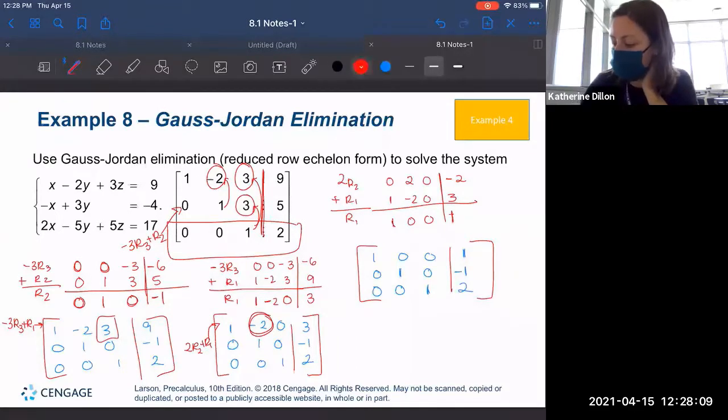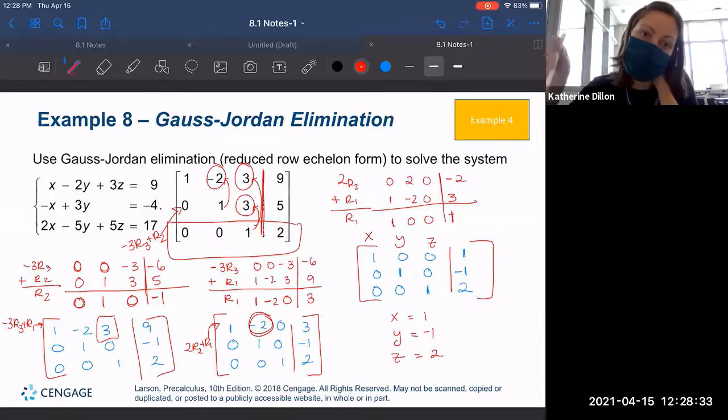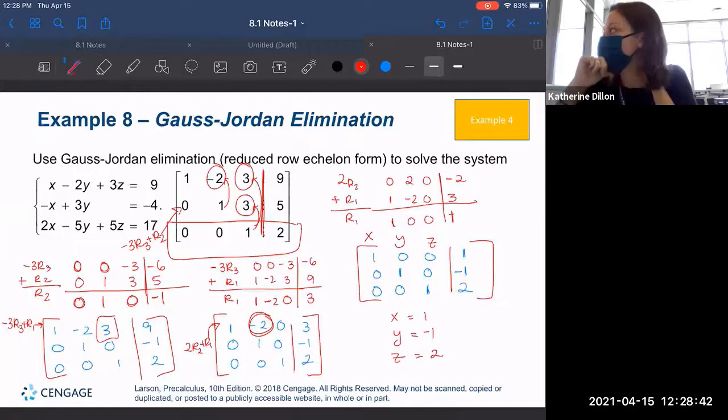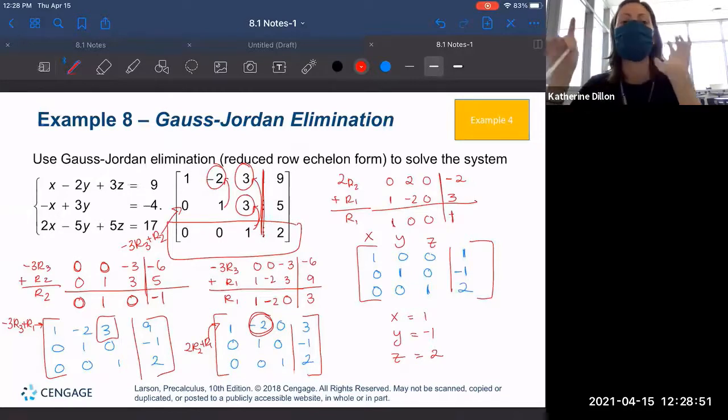From this, what this is saying, because this is my X column, this is my Y column, this is my Z column, I know that X is equal to 1, Y is equal to -1, and Z is equal to 2. So it's the same exact answer we got before from using back substitution. I honestly think this way is nicer, but you have to know this way because if they ask you on the test, you need to be able to make this matrix. You'll also see this reduced row echelon form come up a lot when it gets more complicated. So we need to know how to make a matrix get into that form.